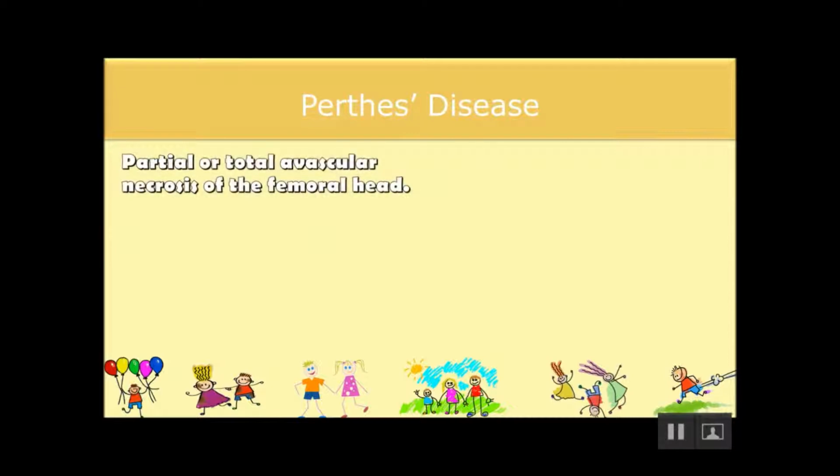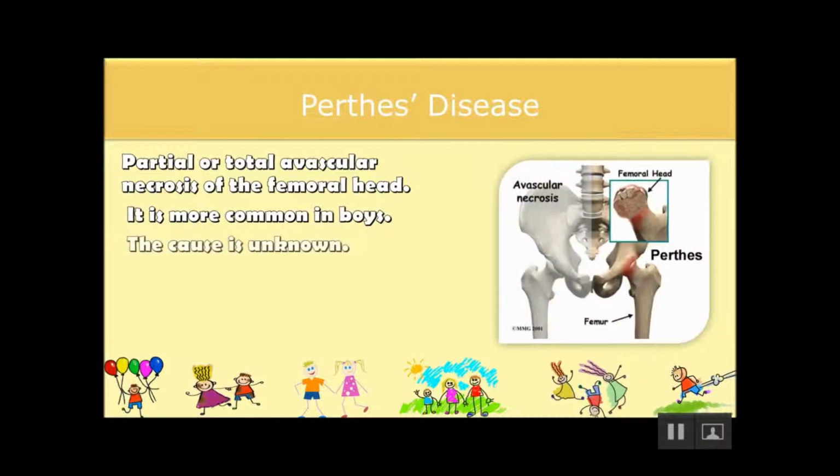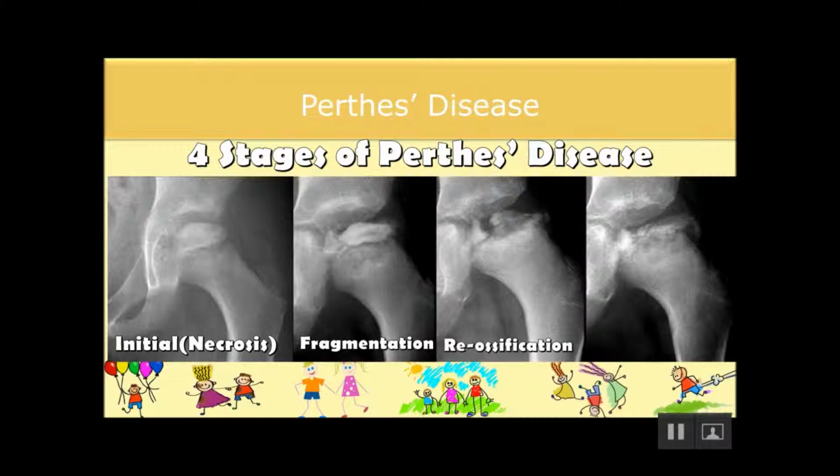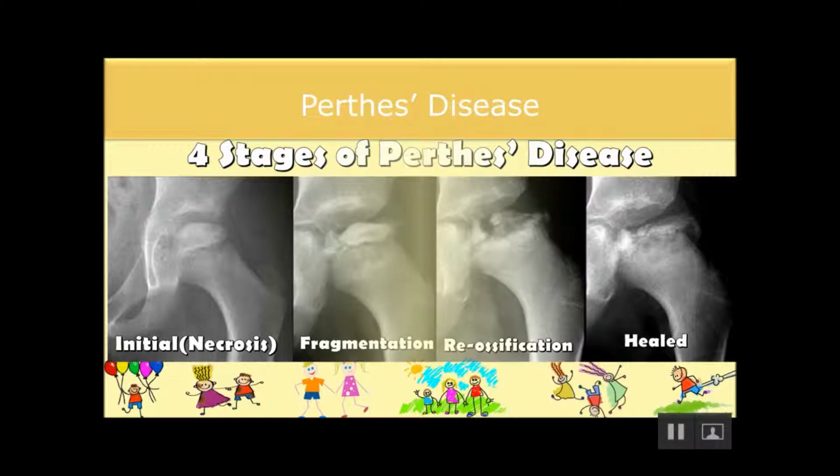Perthes disease is partial or total avascular necrosis of the femoral head. It is more common in boys. The cause is unknown. However, histological studies indicate recurrent infarction involving a vulnerable lateral retinacular vessel. The disease progresses through 4 stages. In the initial or necrosis phase, blood supply to the femur is disrupted and bone cells die. With the fragmentation phase, dead bone is removed and replaced with softer woven bone, which is very vulnerable. In the reossification stage, new stronger bone develops, and then lastly in the healing stage, bone regrowth is complete.